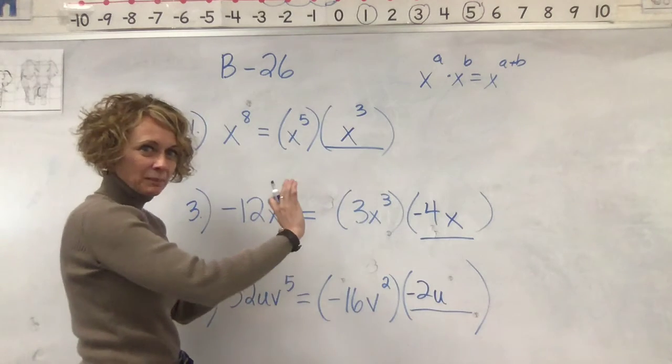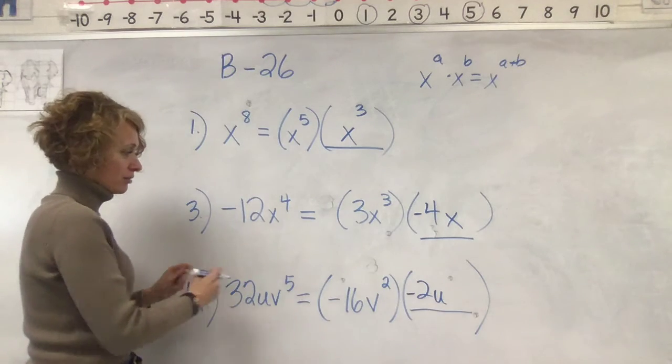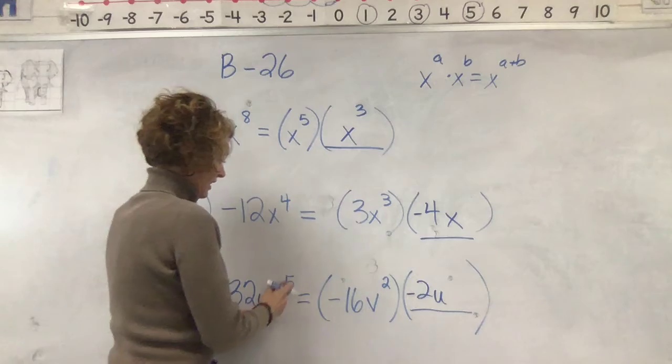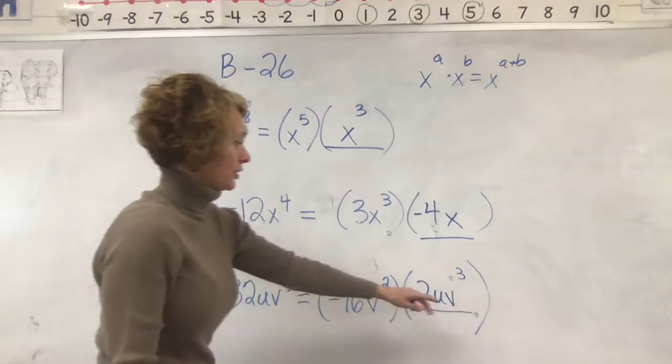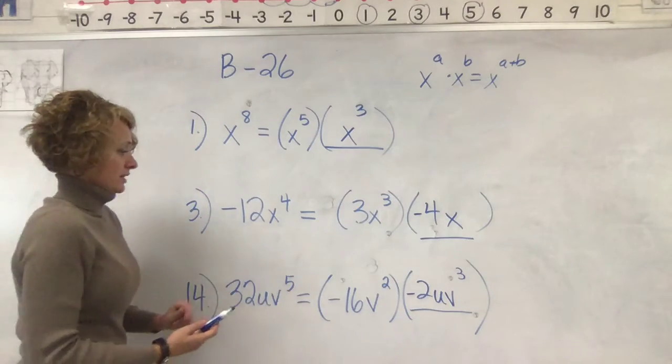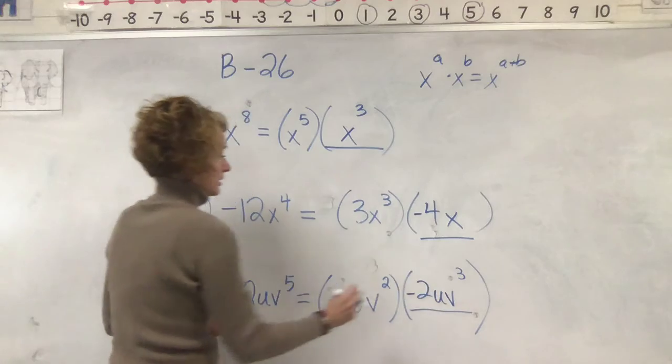It's kind of like you're filling in the missing puzzle piece. What's multiplied over here to give you all of this? If I have v to the 5th, there's my answer. I know I'd have to fill in v to the 3rd over there. Negative 16 times negative 2 is positive 32. U to the 1st, yes, and v to the 5th.